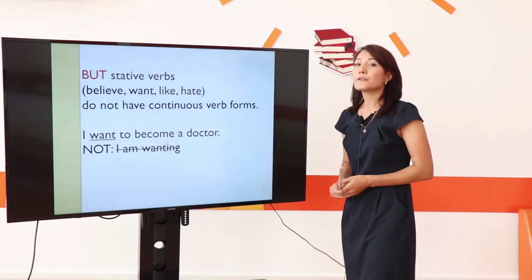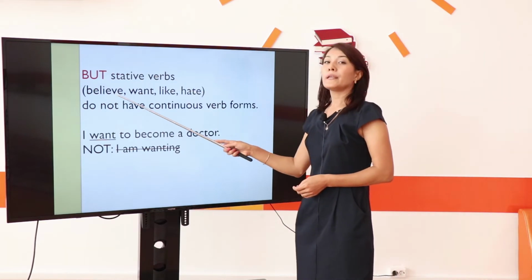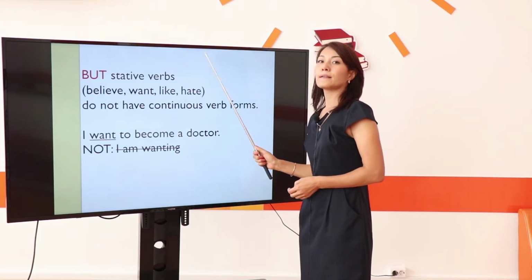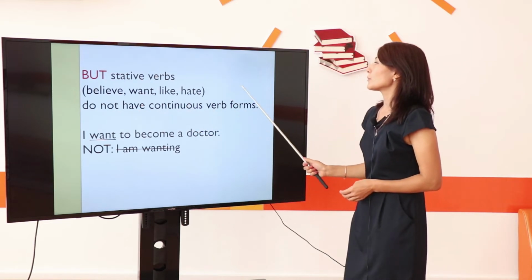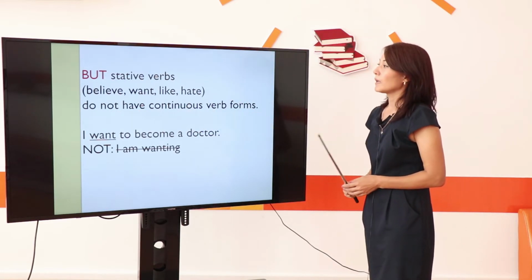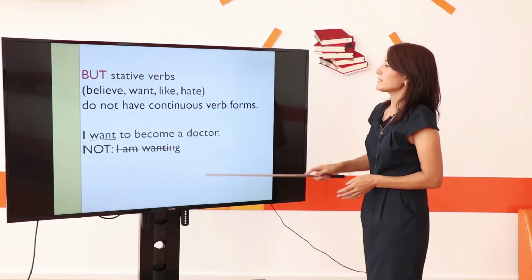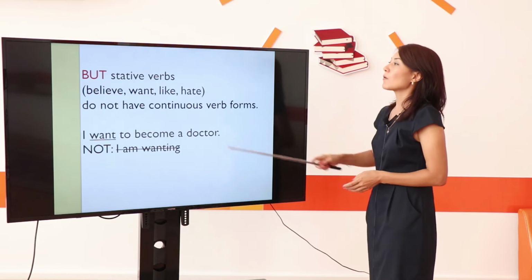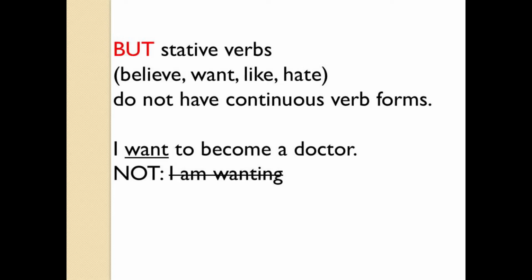But there are stative verbs, you know, yes? Such as believe, want, like, hate. They don't have continuous verb forms. For example, I want to be a doctor. We can't say I am wanting or I am believing, I am liking, yes? Stative verbs have no continuous forms. Okay, remember it, please.